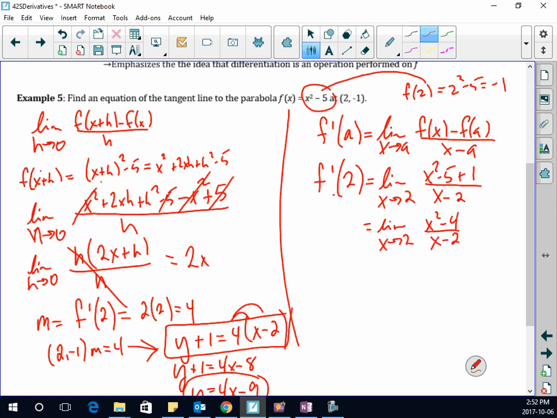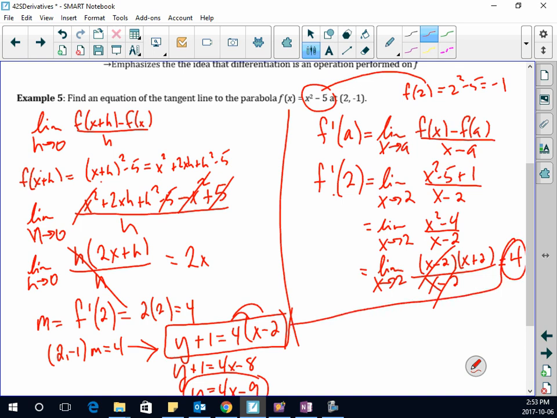And some people would cancel, but that's not what you're supposed to do. What are you supposed to do? Factor it. If you plug it in right now, you get 0 over 0, right? This is a difference of two perfect squares. x minus 2, x plus 2 over x minus 2. Cancel. 2 goes in, I get 4. f prime of 2 is 4. That's the slope when x is 2. Then, once I get that, I plug it into there and I got the same answer.